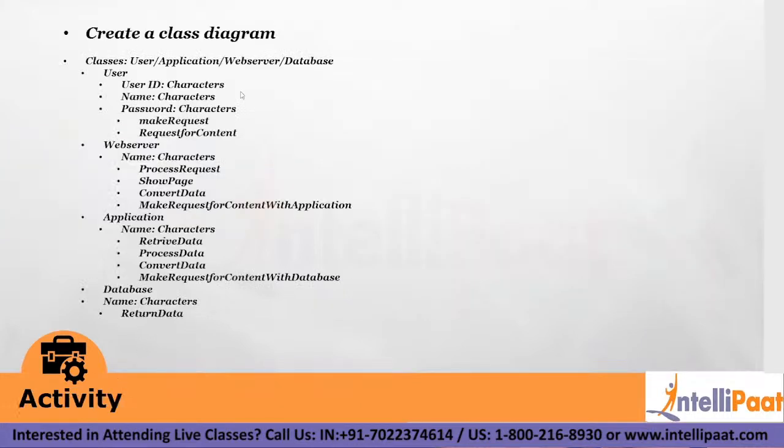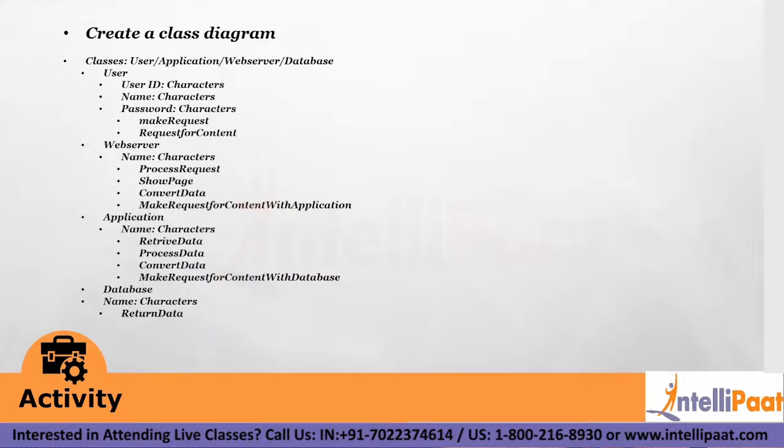So then we have another class which is web server. Again, here the attribute is name, which uses characters only. Its behavior is it sends out process request, it shows a page, it converts data, it also makes a request for content with application. And the third class is application. Again, the attribute used is name. Using that information, it retrieves data, it processes data, it converts data and makes request for content with database.